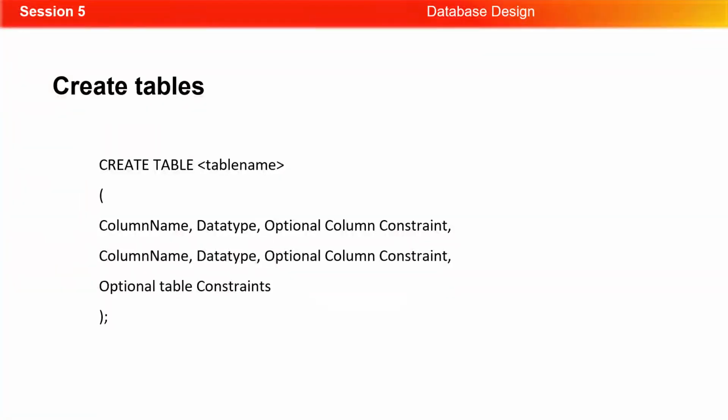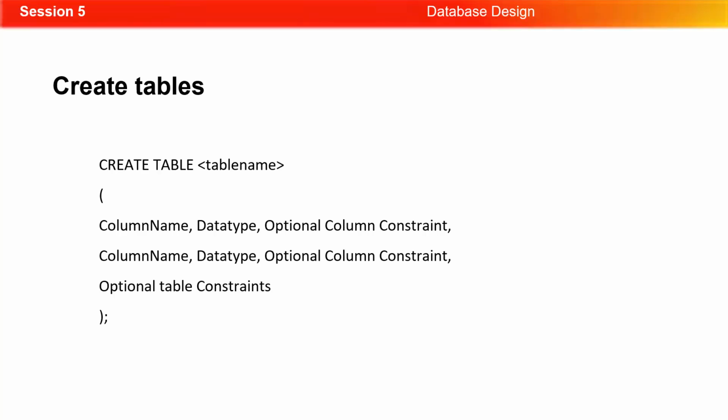So when we want to create a table using Structured Query Language or SQL, we can see the command there: create table, and then we pass in the table name. But tables have columns, so we have to define the columns. The columns have names, they have a data type, and there's also an optional constraint. And then finally, we see at the bottom, there are optional table constraints as well. So we need at least one column.